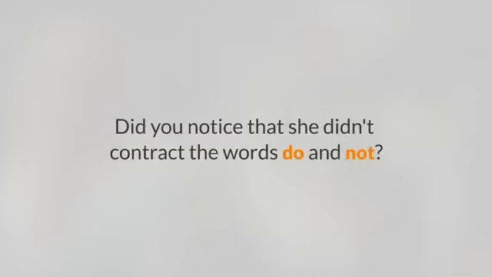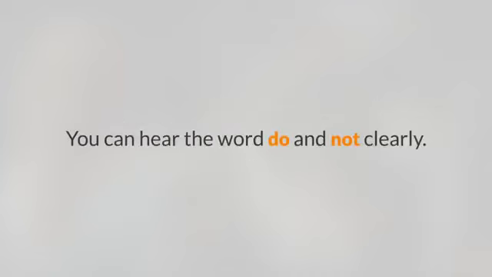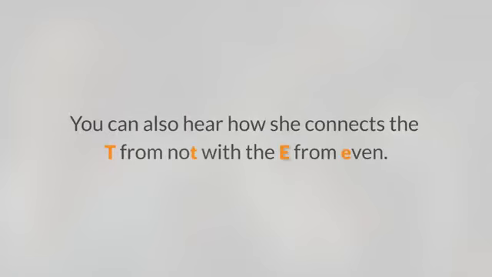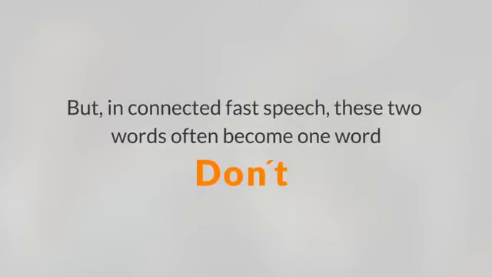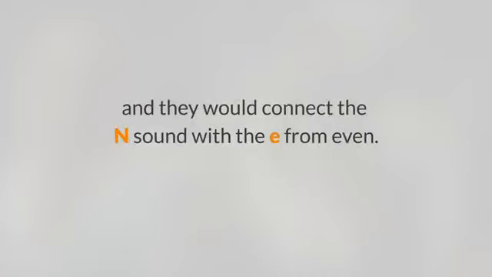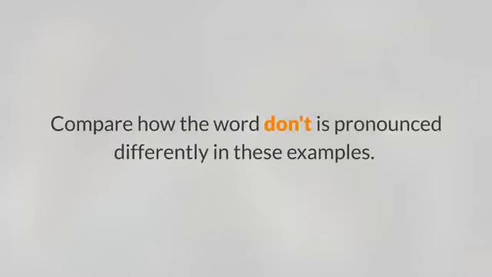Did you notice that she didn't contract the words do and not? You can hear the words do and not clearly. As the story is set in the past, they speak in a quite posh way. You can also hear how she connects the T from not with the E from even. But in connected fast speech, these two words often become one word, don't. Americans tend to omit the T sound in a sentence, so they would probably say, I don't even know, and they would connect the N sound with the E from even. I don't even know. Compare how the word don't is pronounced differently in these examples.